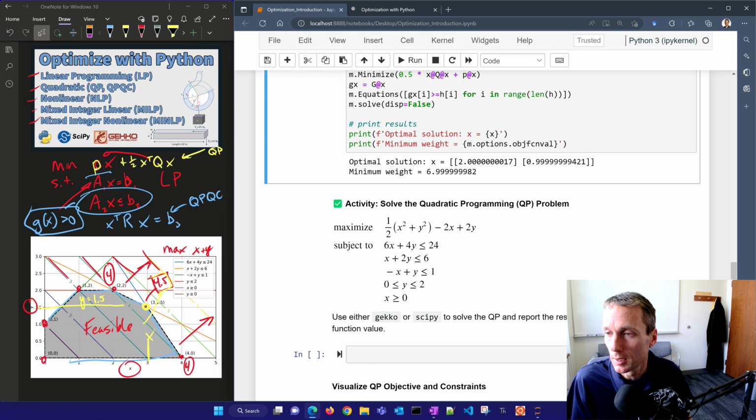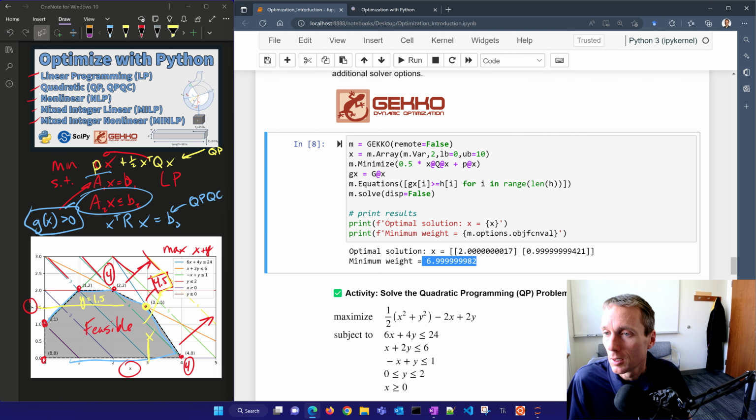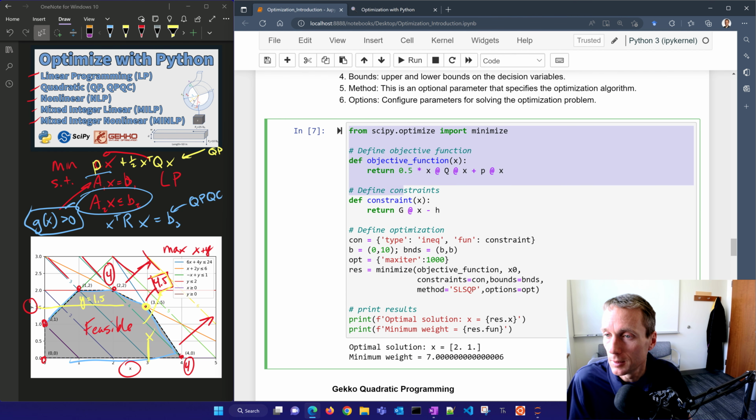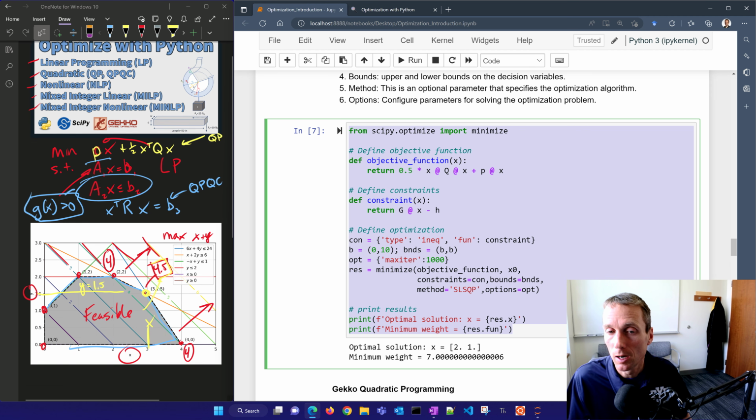Okay, it gave me the same solution. Again, I just have a solver tolerance because these are numerical optimization methods. So here it is in Gekko, and there it is in SciPy. Let's go on to nonlinear.